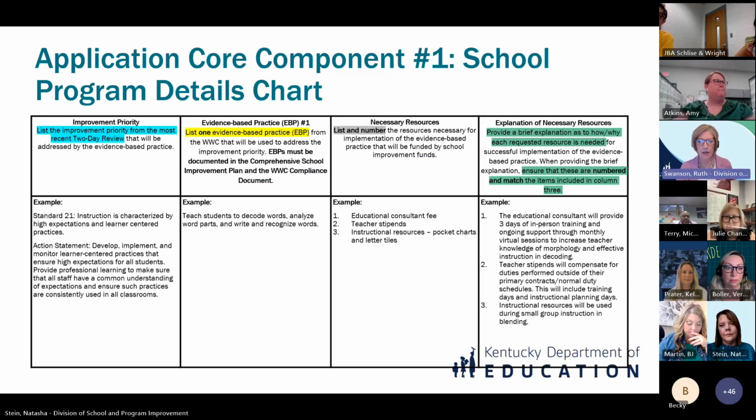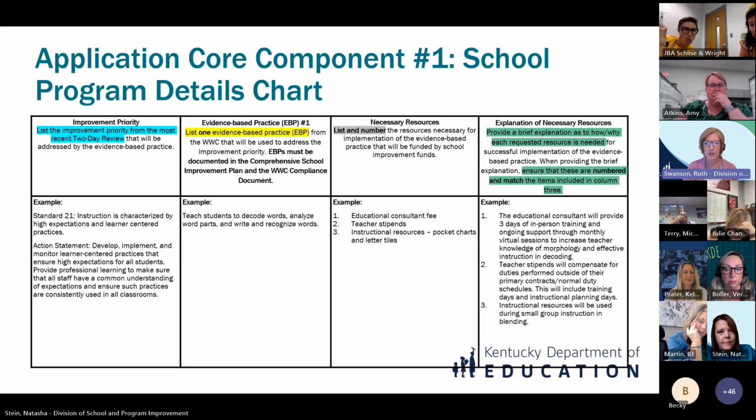So now we're going to take a closer look at those three core components of the application. The first is the school program details chart, and that's what you see on the screen. And so this is where you describe the evidence-based activities that you intend to implement. And then you're also listing the resources that you are going to need to purchase with these grant funds in order to address an improvement priority that was provided in your 2-day review report. So you can see that column 1 asks you to list an improvement priority or an IP.